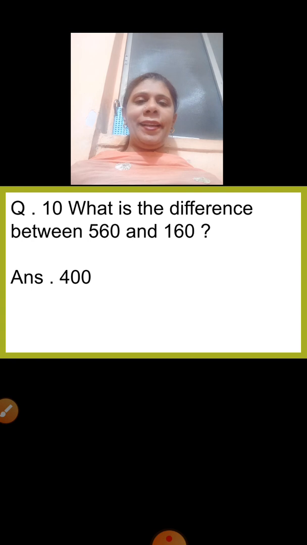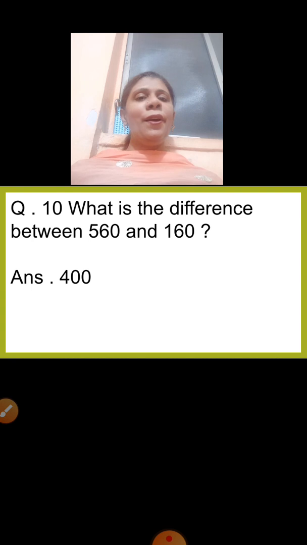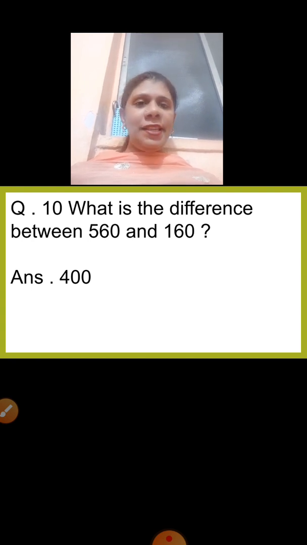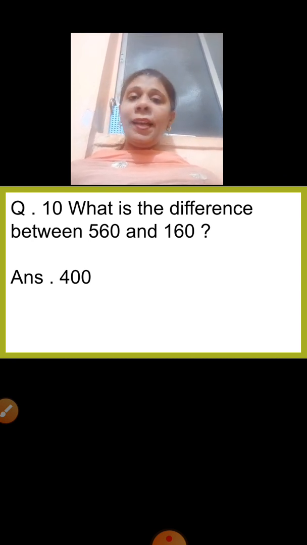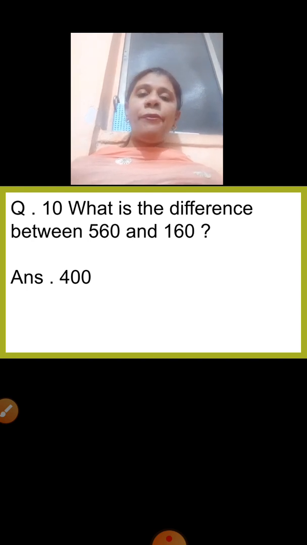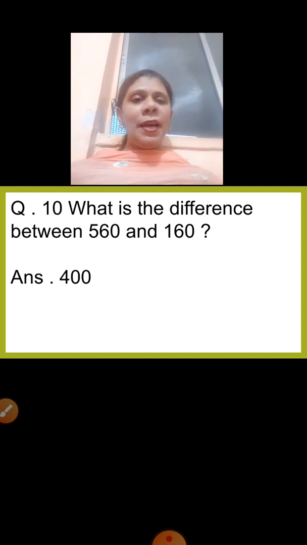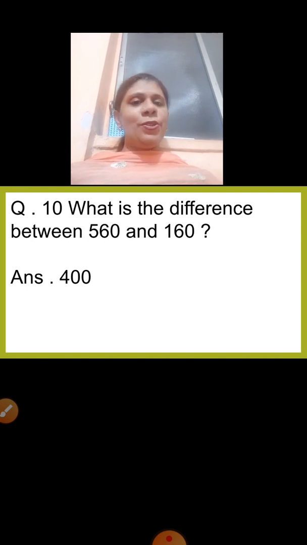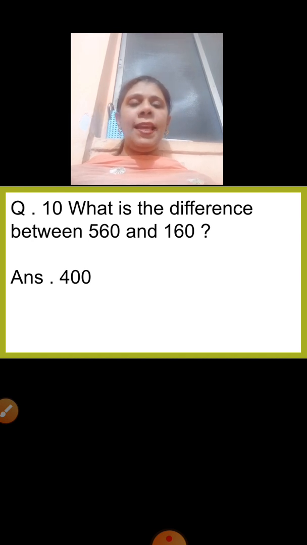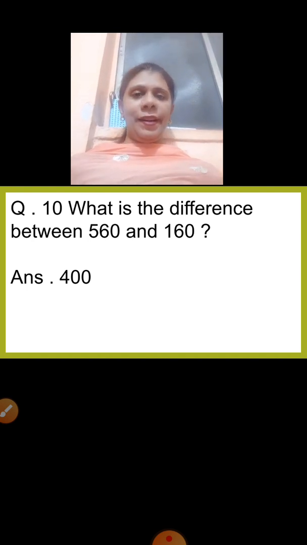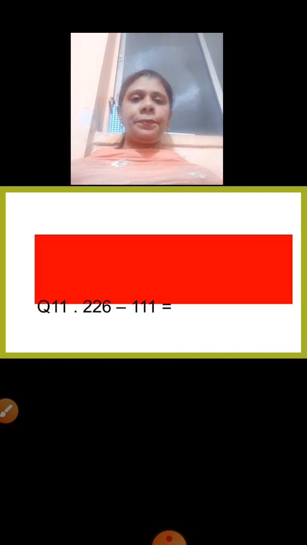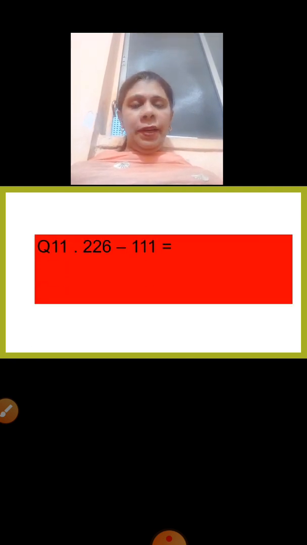Yes, 400. Correct. What is the difference between 560 and 160? 400. How? 0 minus 0 will be 0, that is units with units. And then tens, in tens we have 6 and 6. 6 minus 6 will be again 0. Then in hundreds place we have 5 and 1. So when we subtract 5 minus 1, we get 4. So when we subtract 560 and 160, we get our answer 400. Okay. Now next. Question number 11.